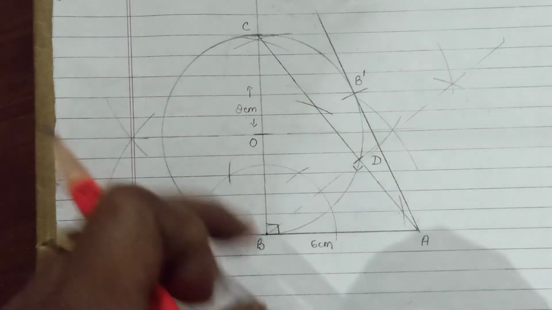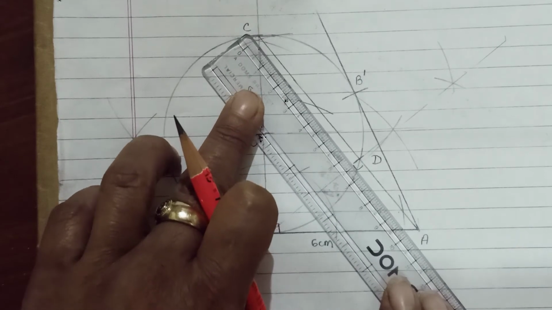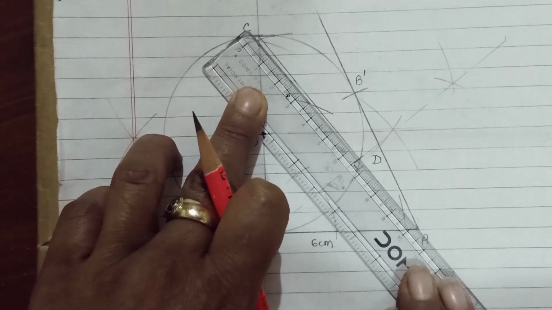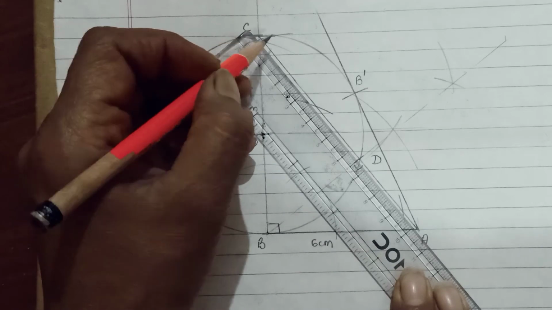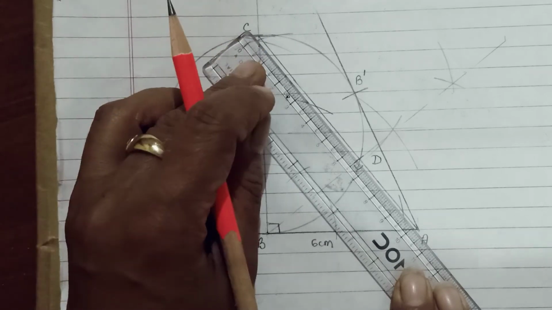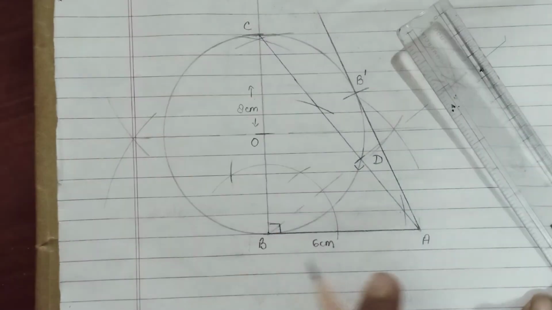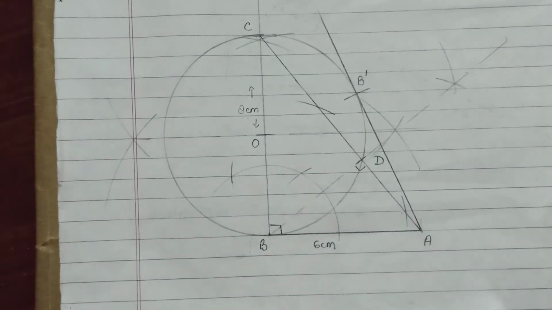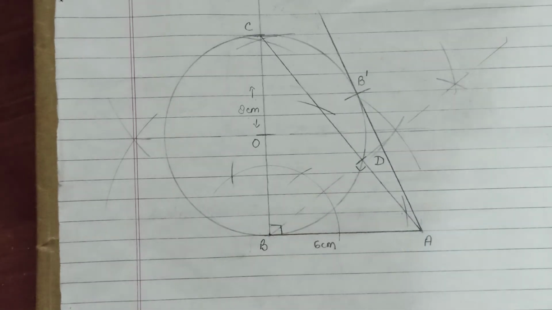Right, now this C will be joined with A. The point obtained there, A was already there. C is where 8 centimeter arc you will cut, and then join this to obtain your triangle ABC. So our right angle triangle ABC is ready. Next job was from B we had to drop a perpendicular on this AC.